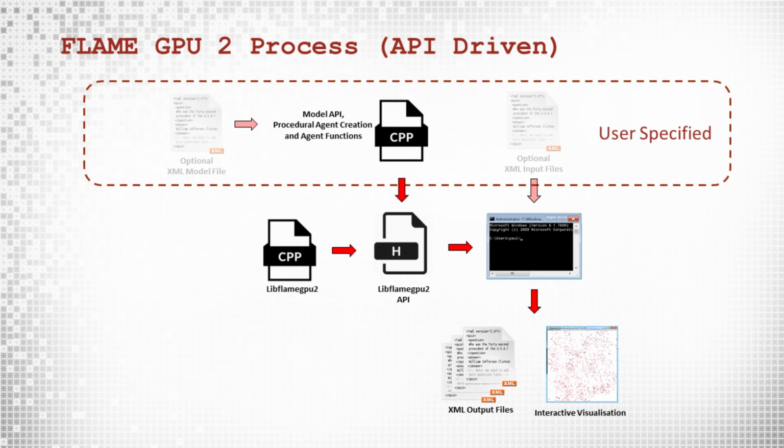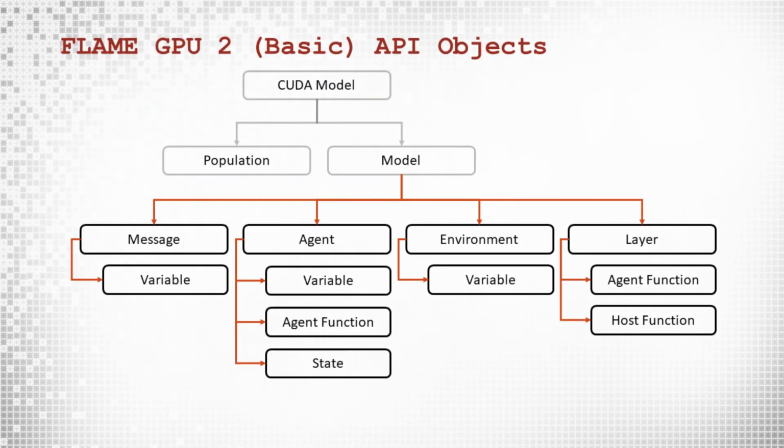So you can still write your model description using XML if you wish, or you can have a one-to-one mapping between what was the XML description of an agent and the model API objects. You simply link with the Flame GPU2 library and you can generate simulations that are either non-visual or visual. So there are relatively simple API objects.